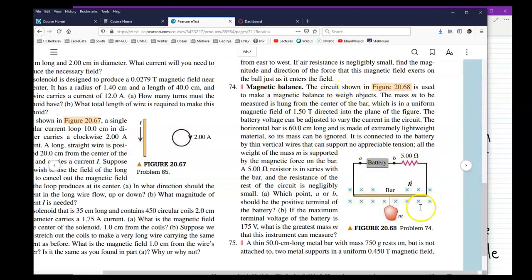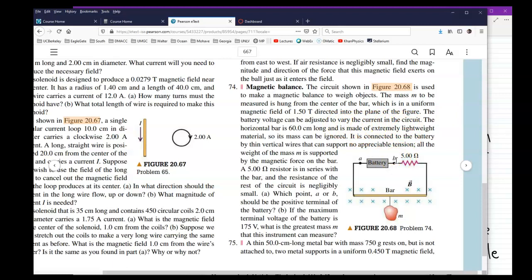The circuit shown in this figure is used to make a magnetic balance to weigh objects. The mass M right here, this is what you are weighing. The mass M to be measured is hung from the center of the bar right here, which is in a uniform magnetic field of 1.5 Tesla. So you have a magnetic field into the page. You see those blue crosses? That's magnetic field directed into the plane of the figure. The battery voltage can be adjusted, so you can vary the current in the circuit.